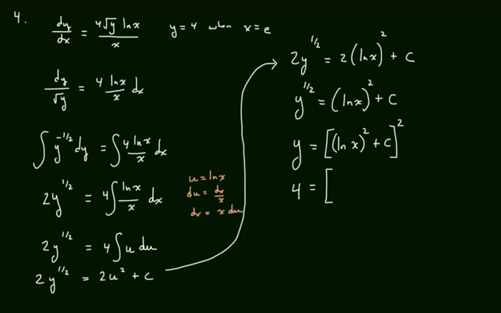So the natural log of e is 1, squared, plus c, squared. 4 equals 1 plus c, and therefore c equals 1. So my final answer, my particular equation, is y equals the natural log of x, quantity squared, plus 1, all squared.